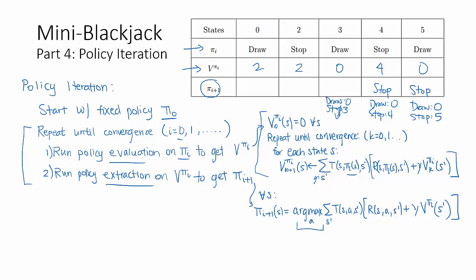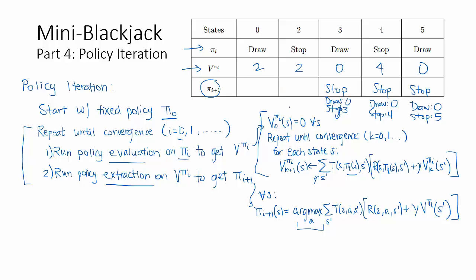Notice that drawing still yields 0 utility because we're using the v pi i values, which means we're still stuck with the value from the old policy that said to draw at state 5. So we'll choose stop here because 3 is higher than 0.